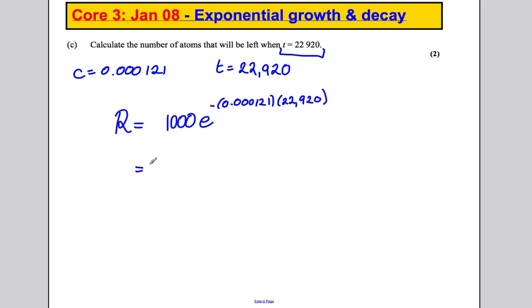So 1000 e to the power of negative 0.000121 times 22,920, and you would get yourself 62.45 atoms, which is approximately 62 atoms, which is hardly anything at all. And it's quite interesting to think it takes that long for us to almost reduce our atoms to zero.